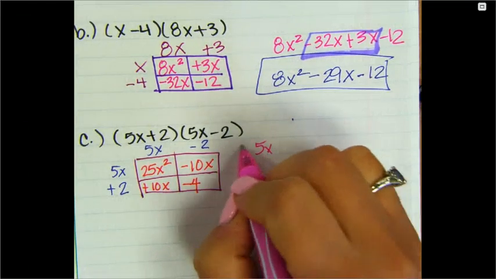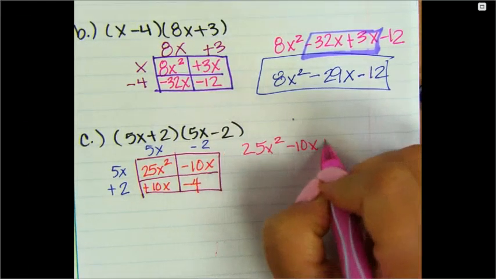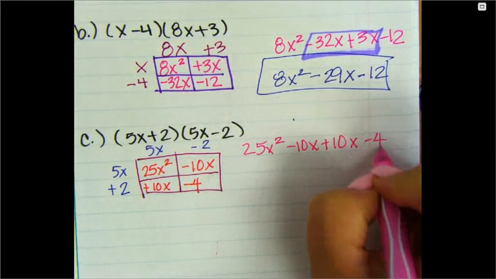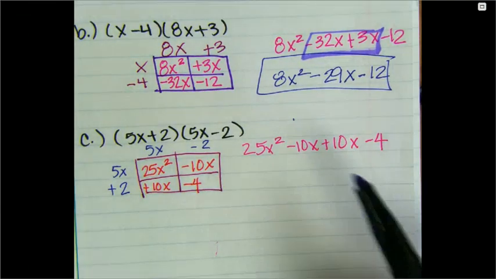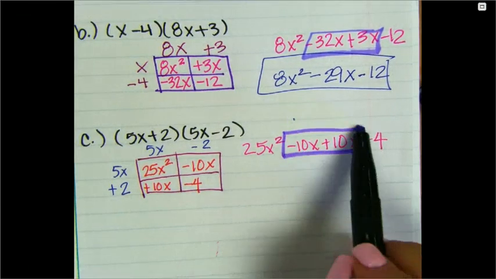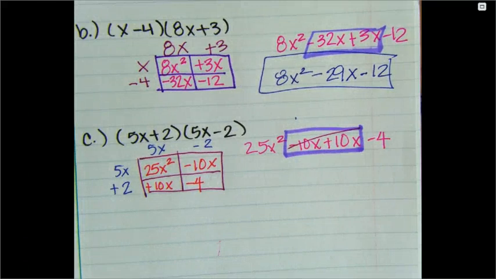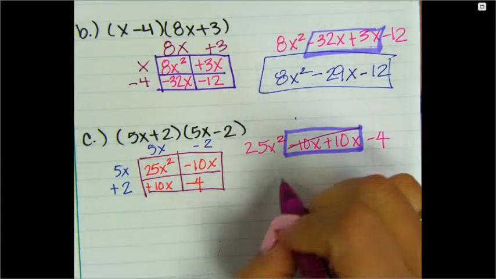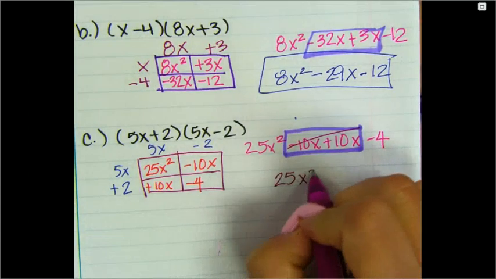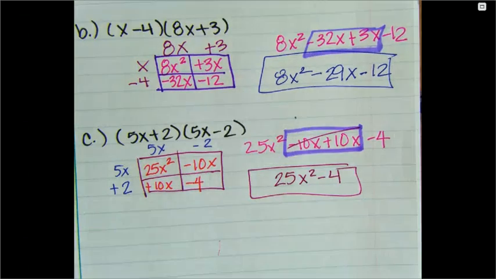So 25x squared, negative 10x, positive 10x, and negative 4. In the middle, you have a negative 10 and a positive 10. They cancel out. Is there anything left in the middle then? Nope. So I have what? Who had it right? Good.